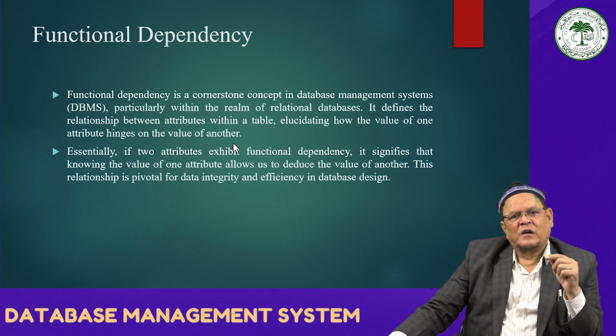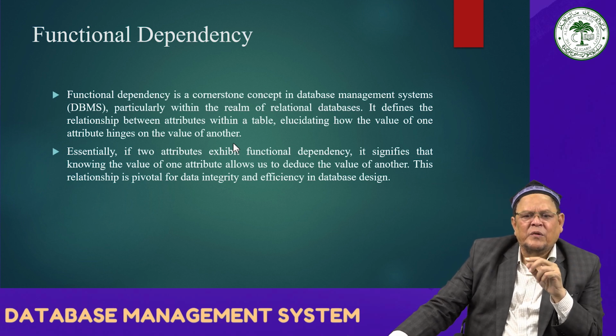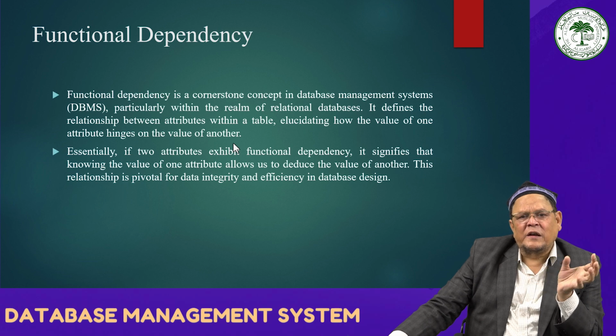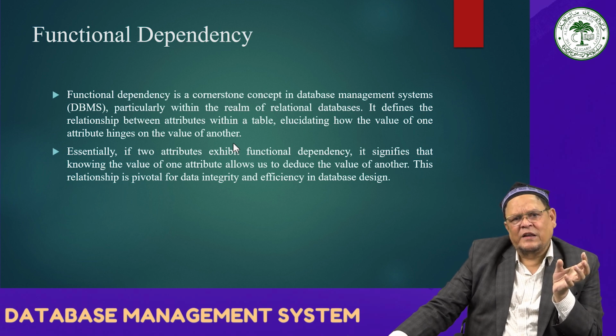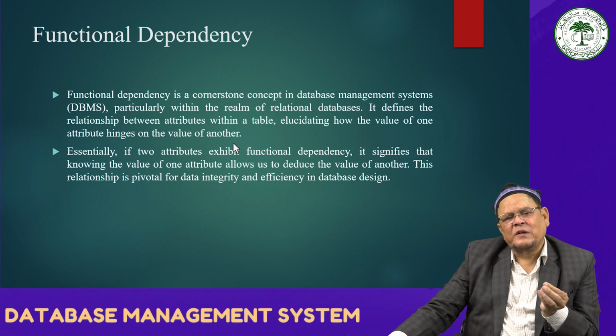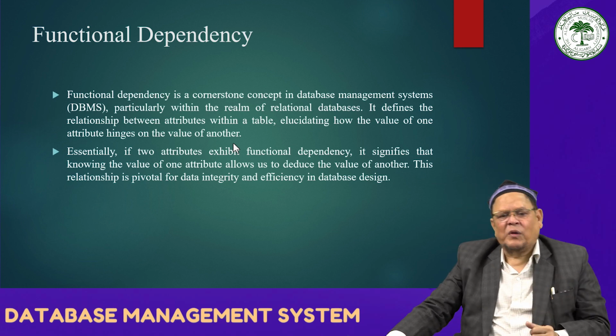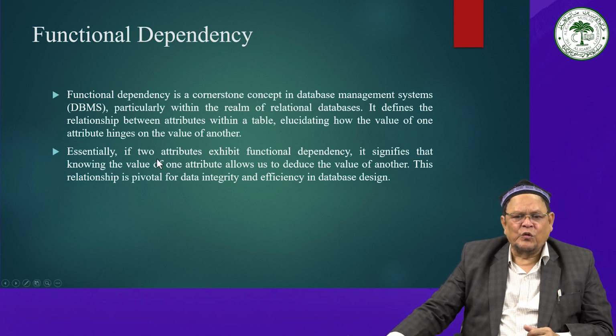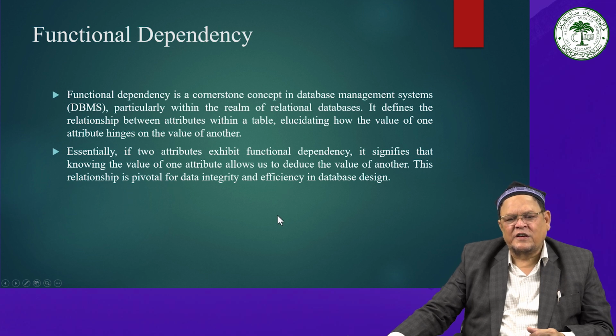Suppose employee ID determines name. It means employee name is fully dependent on employee ID. Employee ID determines employee name. If two attributes exist, functional dependency signifies that knowing the value of one attribute allows us to deduce the value of another. This relationship is pivotal for data integrity and efficiency in database design.